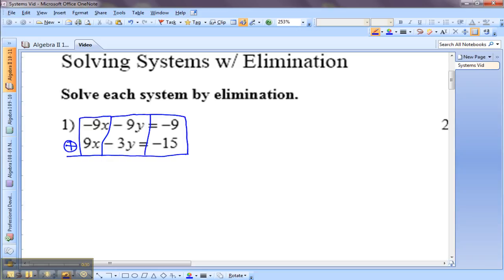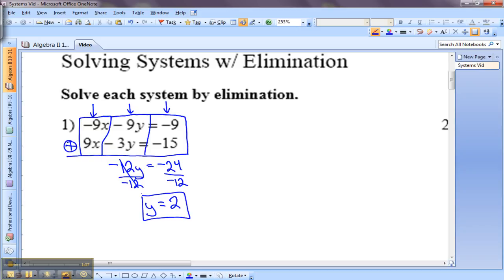We see -9x plus 9x, and when we add those we get 0. We see -9y plus -3y, that gives us -12y, and we also see -9 plus -15, and that gives us -24. Then using inverse operations, we can divide both sides by -12, and we find out our y value is equal to 2.